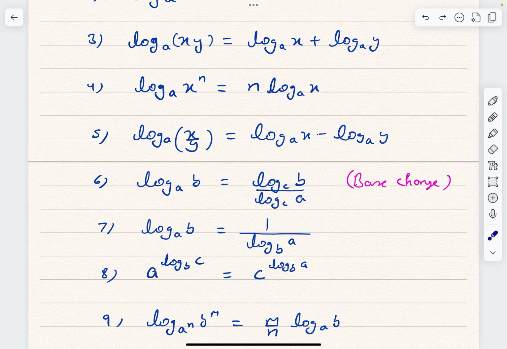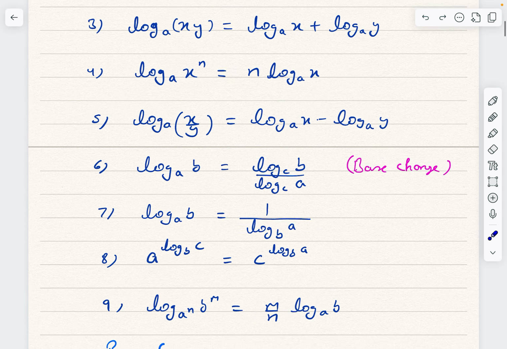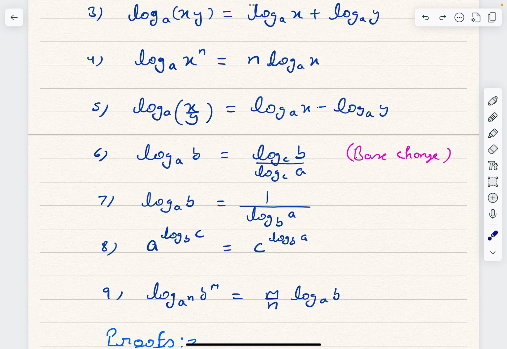The next, we call this as base change property. If we have base a here, log base a of b, you want to change the base to some other number c. We have log base c of b by log base c of a. Okay, so you want to convert it to base c. So write both the logs into base c. In the numerator we put b, in the denominator we put a. Next, if you want to interchange base and the number, so log base a of b will be 1 by log base b of a.